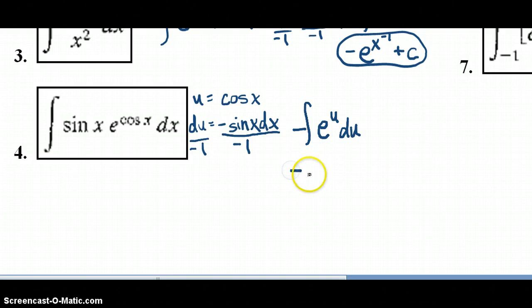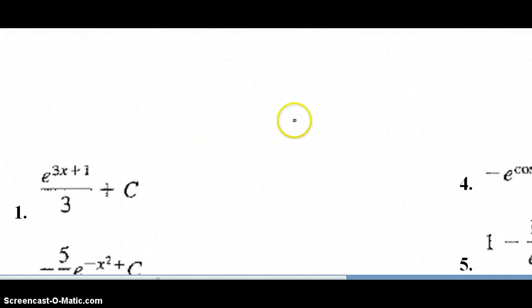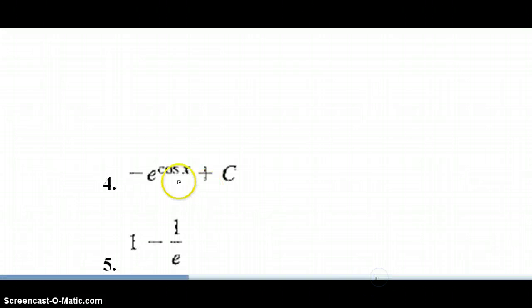So the negative stays out front. The integral of e to the u du is e to the u, so I'm going to resub back in my cosine of x, and then plus c. So when I scroll back down again, gotta kind of shift this over, and the answer is negative e raised to the cosine of x plus c power.